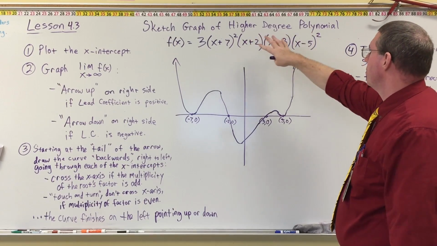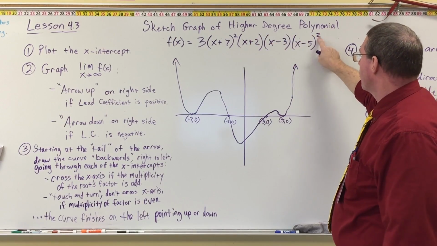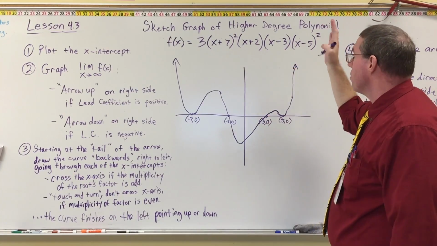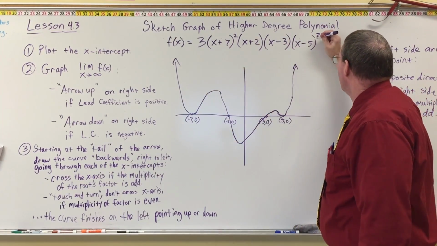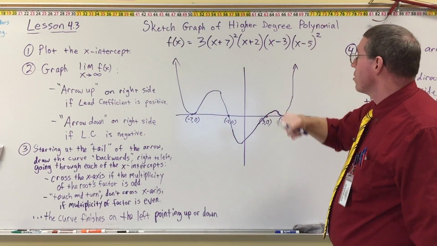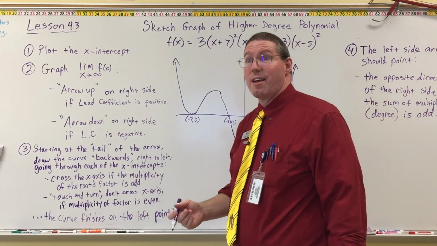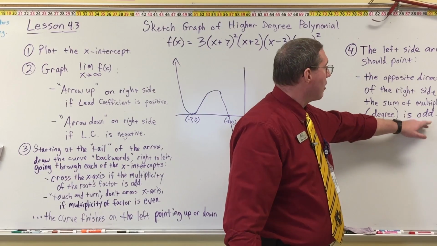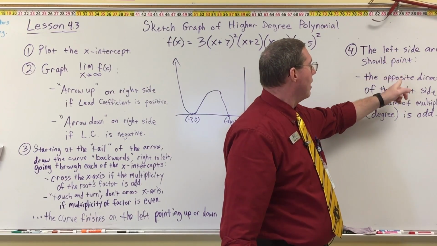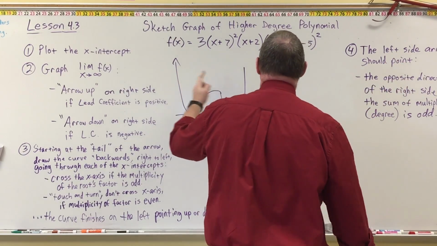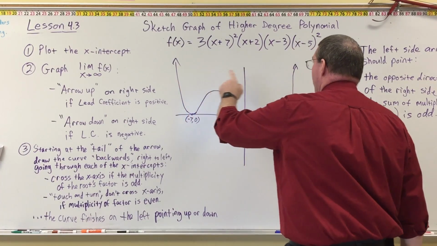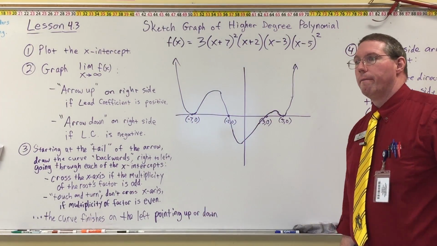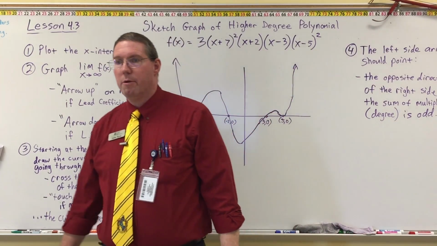What is the sum of the multiplicities here? It's 6. 2 plus 1 is 3, plus 1 is 4, plus 2 is 6. So this is a 6th degree polynomial, and the sum of its multiplicities, the degree, is 6. Well, that's not odd, right? And that explains why the left side arrow is not pointing the opposite direction. Look, they're both pointing up. But if the degree of this was odd, this one would be pointing down. Okay? We doing okay?